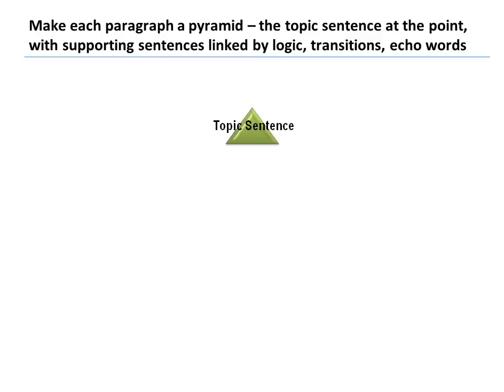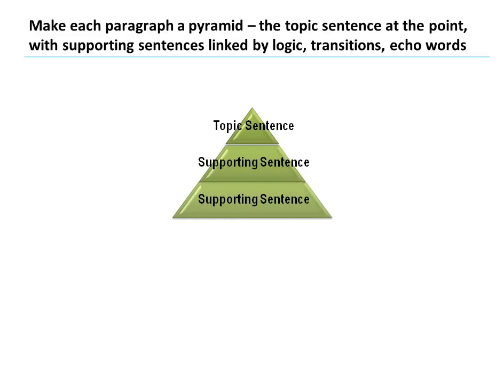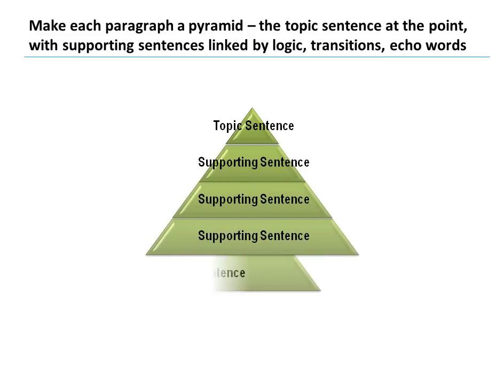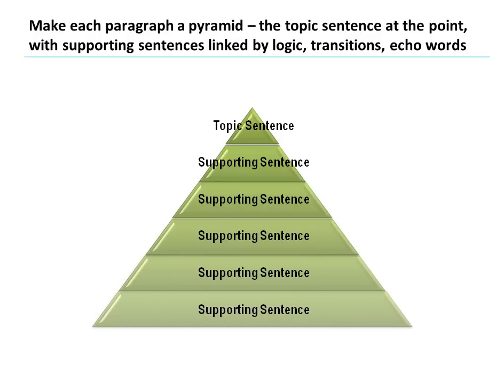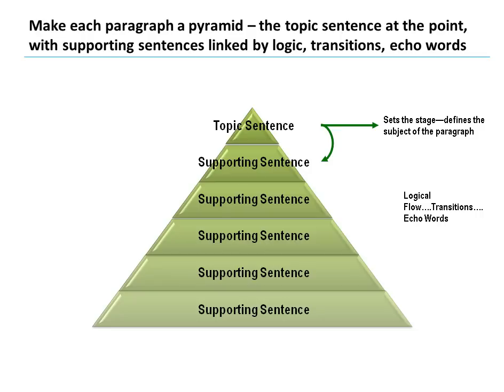So, make each paragraph a pyramid. The topic sentence is at the point and the supporting sentences are underneath. And how do we link those supporting sentences? By constructing a good logical flow. Set the stage with your topic sentence and then create that logical flow with transitions and echo words. Follow these principles and each of your paragraphs can be conceptually coherent.